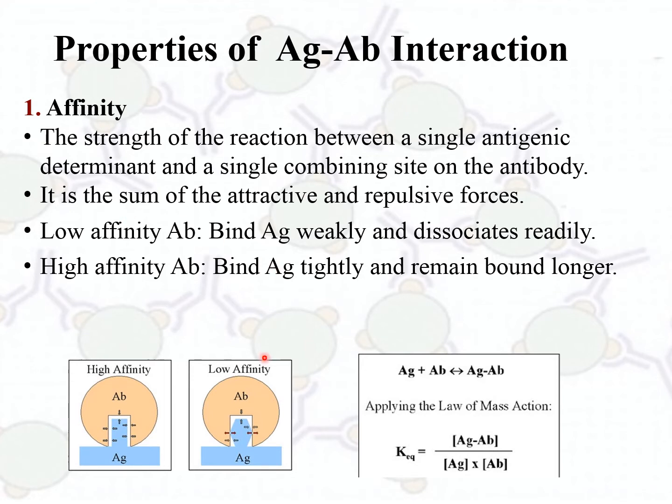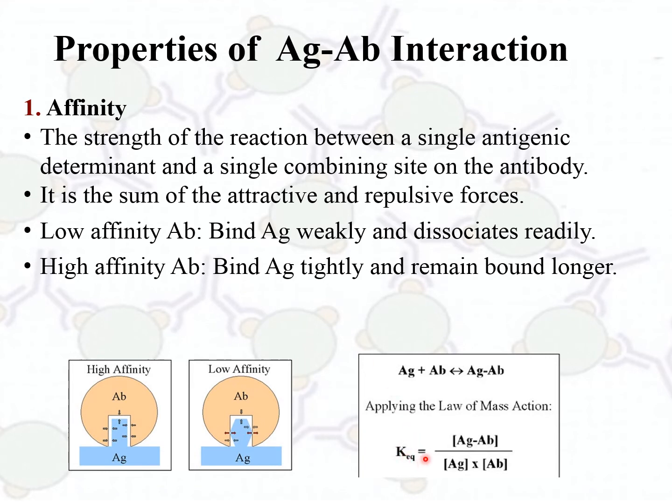Generally, the better fit of an epitope into the paratope of the antibody results in a more favorable interaction and high affinity. As you can see in the second case, the epitope doesn't fit properly into the paratope of the antibody, hence results in a poor interaction and low affinity.